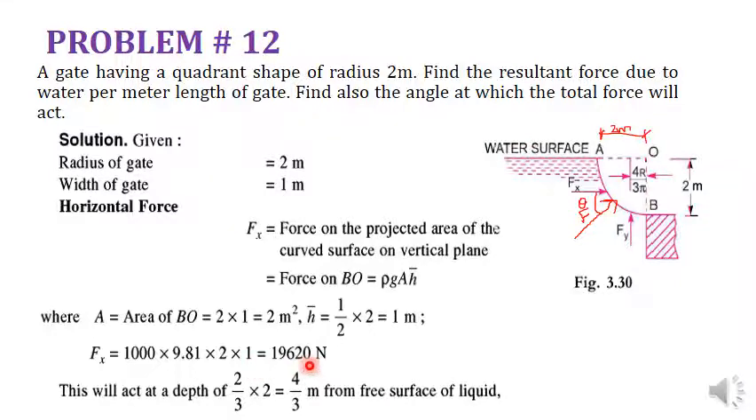In the same manner, you are going to calculate the x component. So if this projection is there, it will be rectangular. For the rectangle, 2 meter is the vertical height and 1 is the unit width. So you get the hydrostatic force applied on the curved surface, and with the projected area of the curved surface in the horizontal direction, it will be 19,620 newtons. This will act at a depth of.